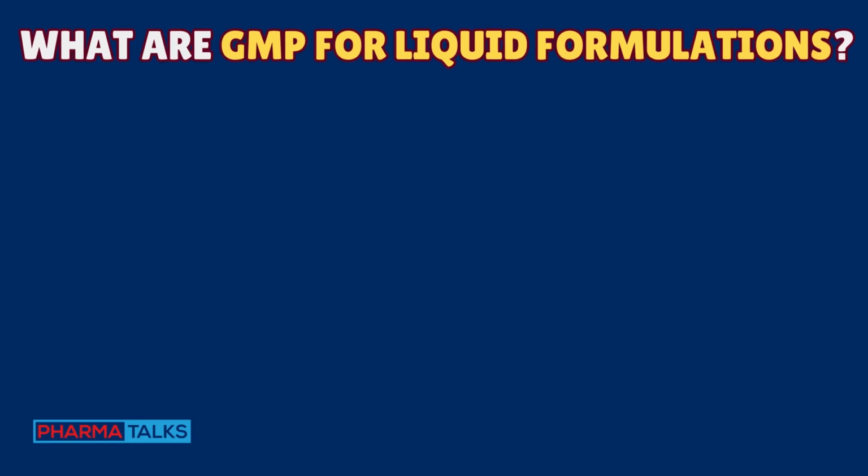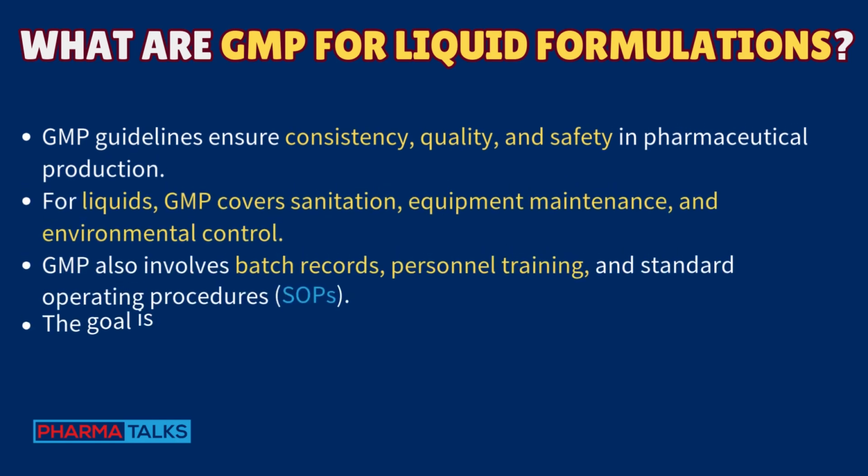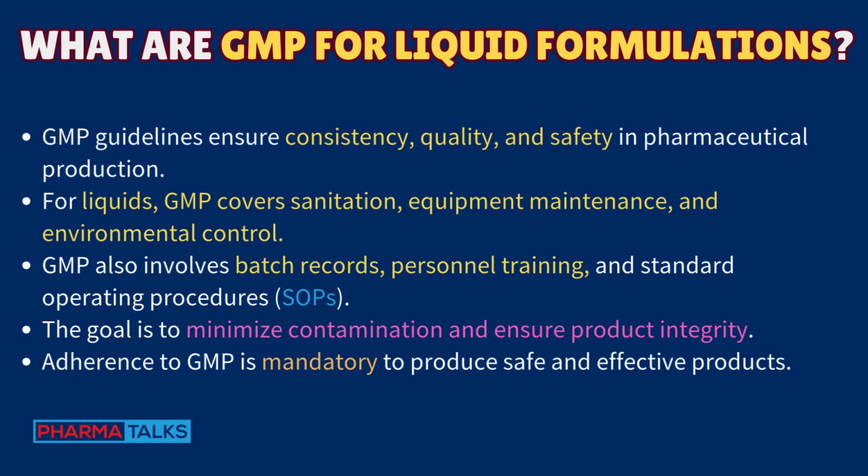What are good manufacturing practices, GMP, for liquid formulations? GMP guidelines ensure consistency, quality, and safety in pharmaceutical production. For liquids, GMP covers sanitation, equipment maintenance, and environmental control. GMP also involves batch records, personnel training, and standard operating procedures, SOPs. The goal is to minimize contamination and ensure product integrity. Adherence to GMP is mandatory to produce safe and effective products.